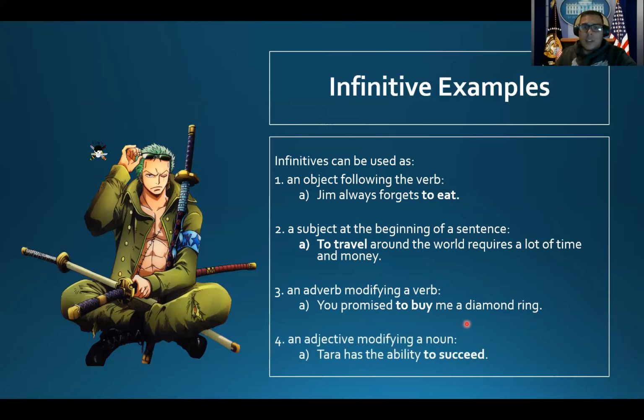Number 4 says an adjective modifying a noun. Tara has the ability to succeed. What type of ability does Tara have? Well, the ability to succeed. As you can see, it's describing what type of ability she has. So it's working as an adjective to describe or modify the noun.